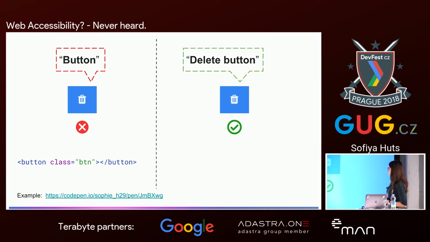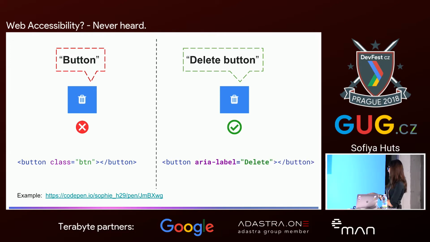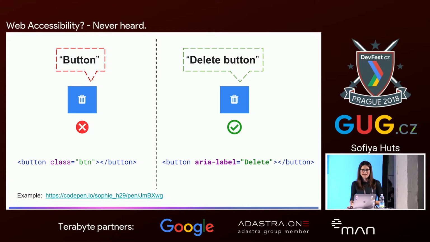And for the other case, it reads correctly "delete button," because I improved it a bit and used aria-label "delete." So aria-label is one of the ARIA attributes which add an additional description to the elements, so now it works correctly. And the same as I had an example with menus, use ARIA to improve accessibility on your website.